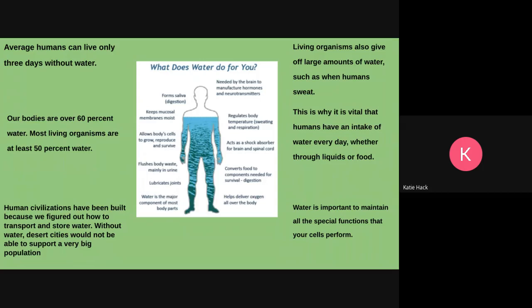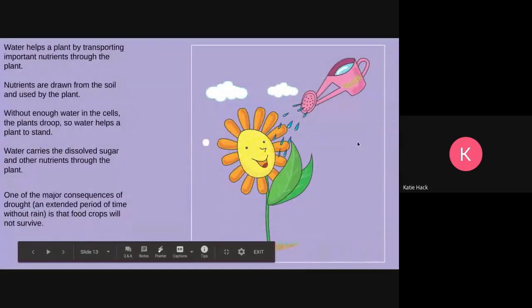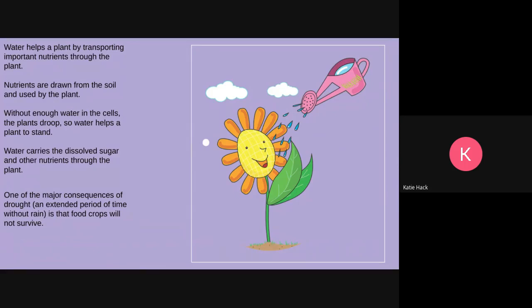Now, water is important to maintain all the special functions that your body performs as well. Isn't there a high amount of sodium in sweat? Mm-hmm. Because that's why dogs lick your hands all the time. Yeah. Now, water is important for plants too.